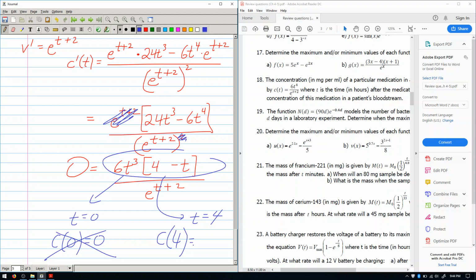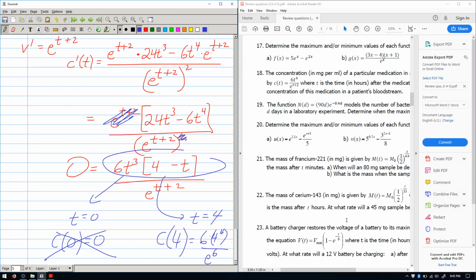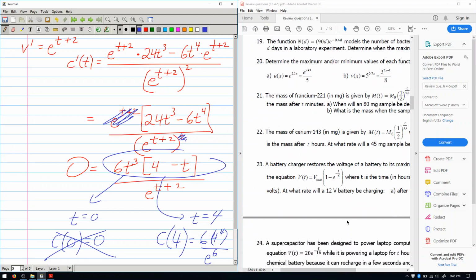at t equals 4. So if I plug in 4, whatever this is, 6 times 4 to the 4 over e to the 6, whatever that is, that's probably the max, and I want you to make sure that you put the right units. Okay? Number 19.